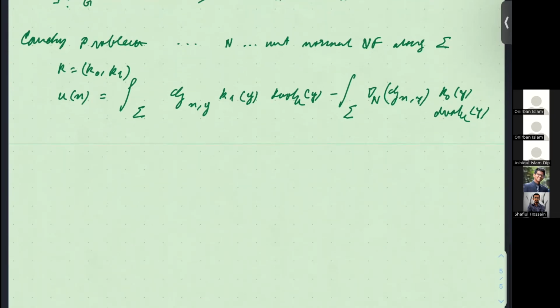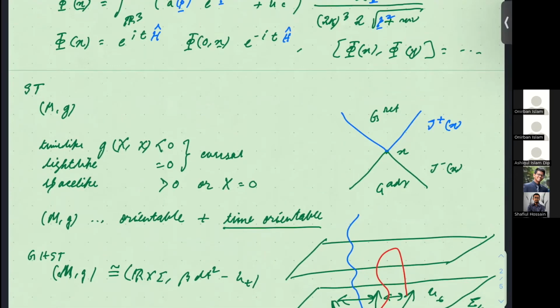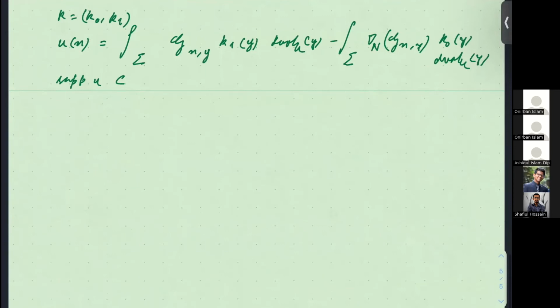And now the question is, what is the support? Support of U is, so I just made a bit of terminology. I used J to mean J plus union J minus of X, okay? So it's basically taking the whole thing by J. And now the support of U is equal to J.